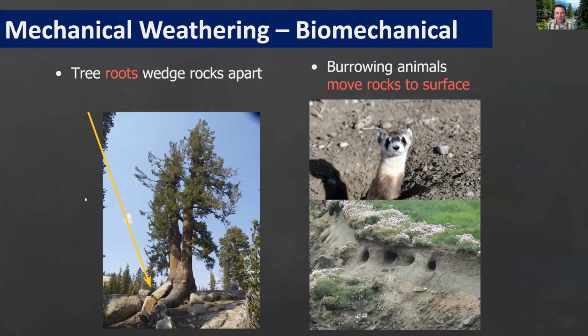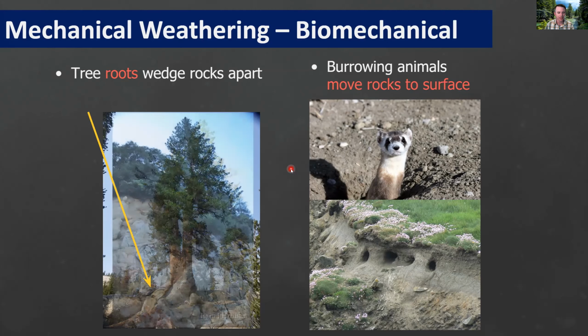So we've got another one then, which is called mechanical or biomechanical weathering. And so this is where tree roots or animals, either the roots will grow and break rocks apart, or you have burrowing animals that dig holes and move dirt and things around like that and break rocks as they move them around. So that's called biomechanical. Living things are breaking the rocks.